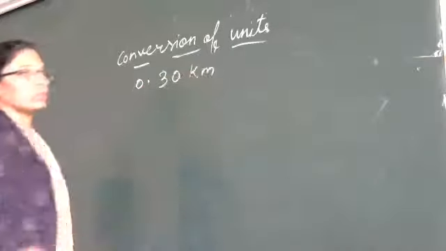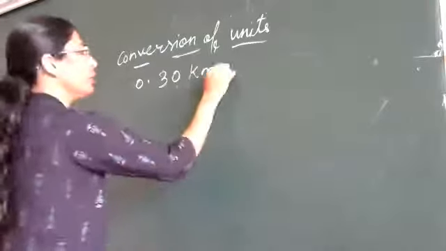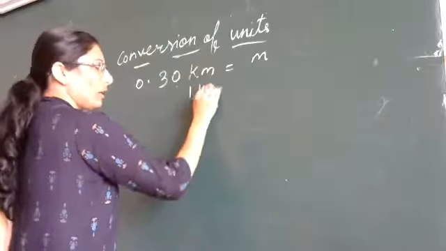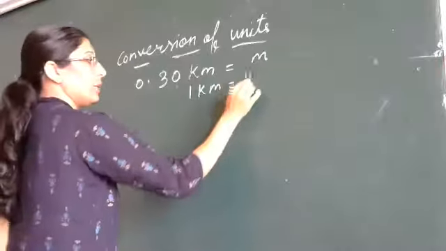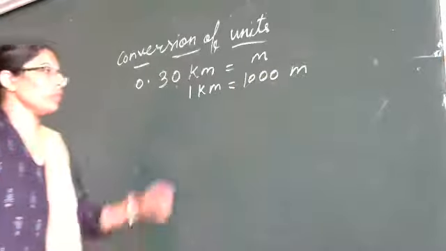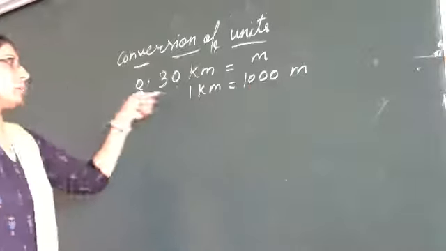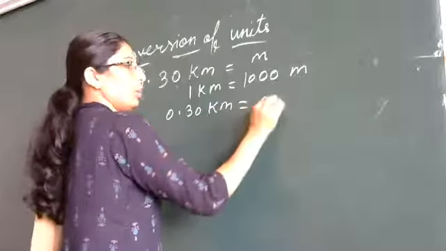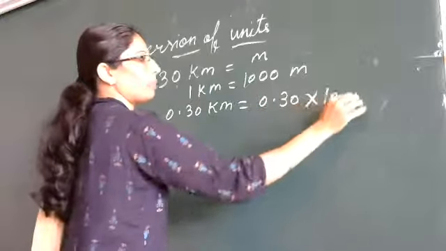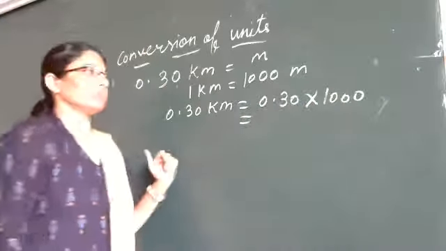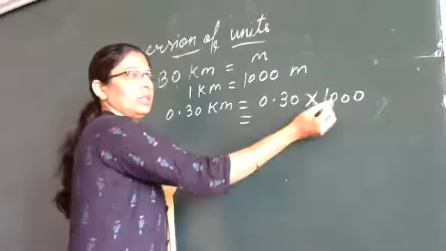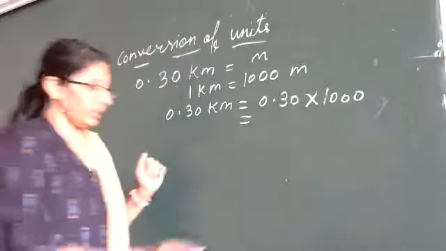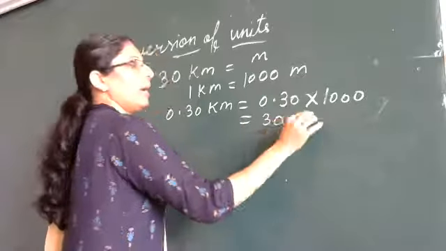0.30 kilometer, if we have to convert it to meter. Okay. So 1 kilometer is equal to 1000 meters. So like that, 0.30 kilometer is equal to 0.30 multiplied with 1000. Three zeros. It should go 3 digits. 300. So 300 meter.